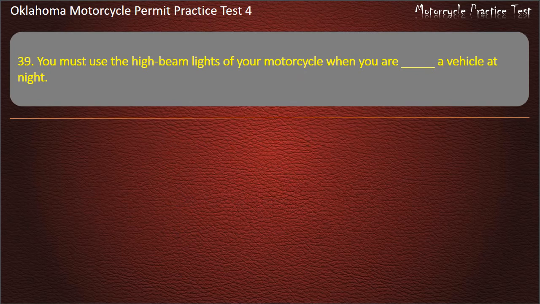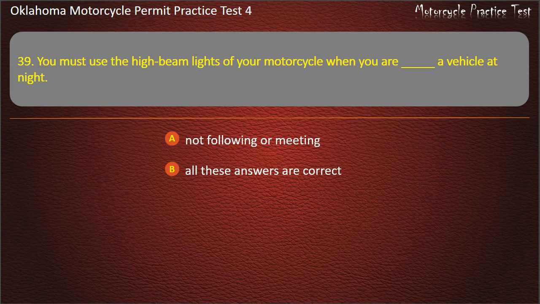Question 39. You must use the high beam lights of your motorcycle when you are a vehicle at night. Not following or meeting. All these answers are correct. Meeting. Following. Answer. Not following or meeting.